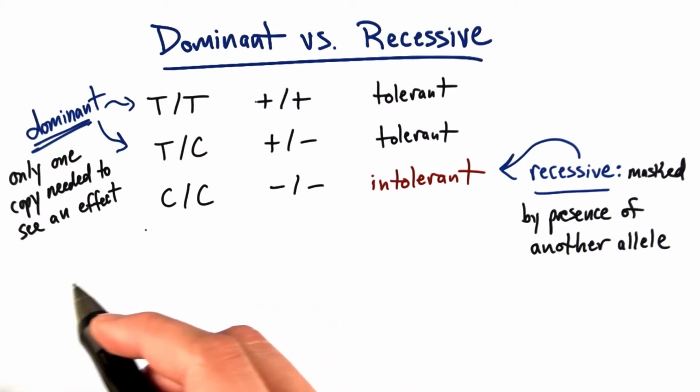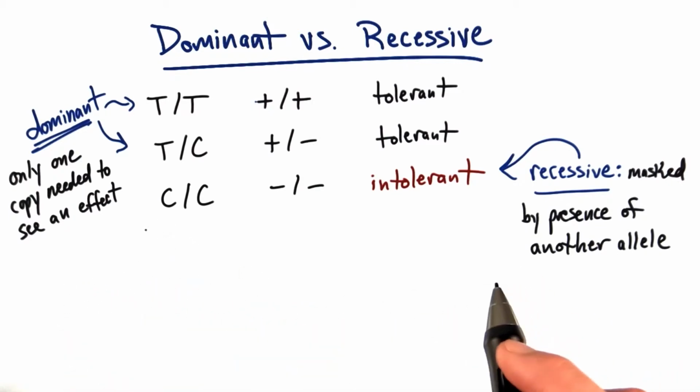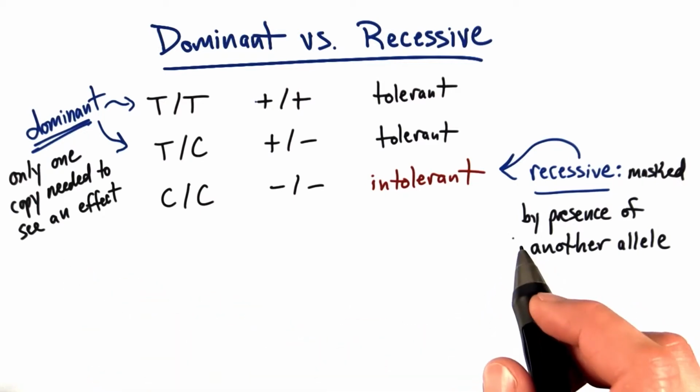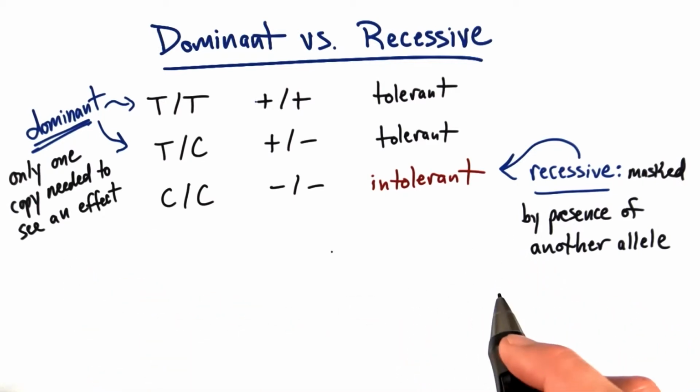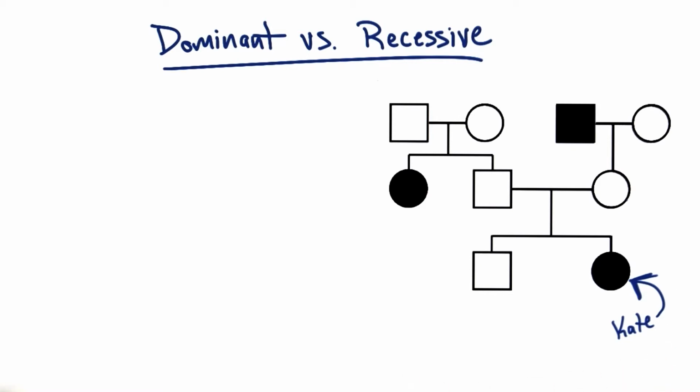An allele cannot be dominant or recessive in isolation. We can only define it in this fashion when we're comparing it to another allele. With this information, we're actually ready to look at how lactose intolerance can be inherited.